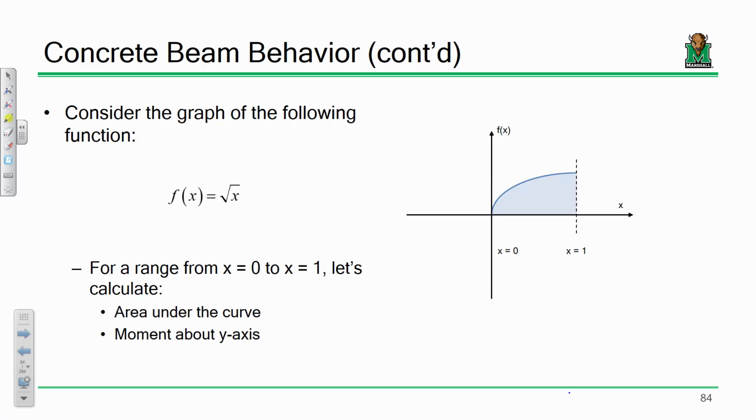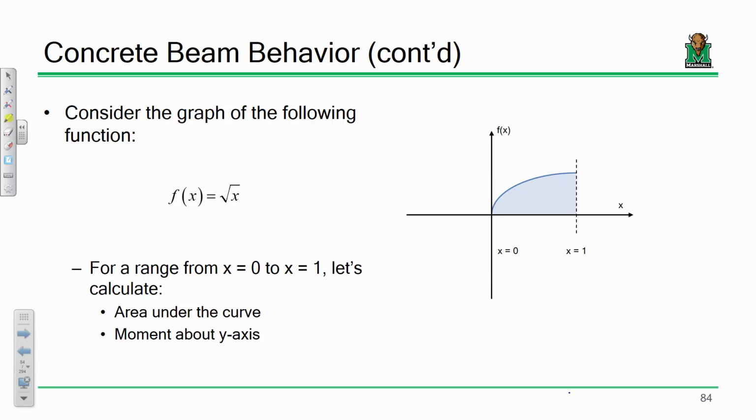I want to consider the following graph. Okay, so I have the graph of y equals the square root of x, and I've graphed that from 0 to 1, because this looks a whole lot like that, and it's simple. It's not some crazy, weird mathematical function. It's something contained and simple that I think we all understand. y equals x to the 1/2 power, okay? Now for this graph, I want to compute the area under the curve, and I want to compute the moment about the y-axis.